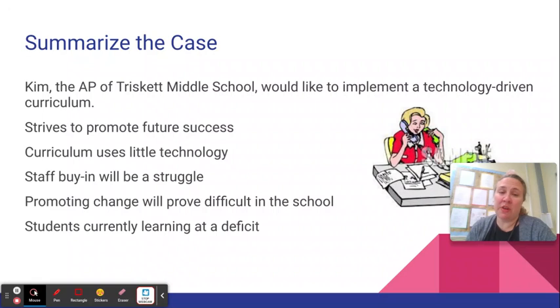She also knows that promoting change will prove difficult in the school because there isn't a lot of parent involvement and the students aren't very motivated. And the students are currently learning at a deficit. So the teachers are more worried about catching them up rather than giving them new information, new knowledge.